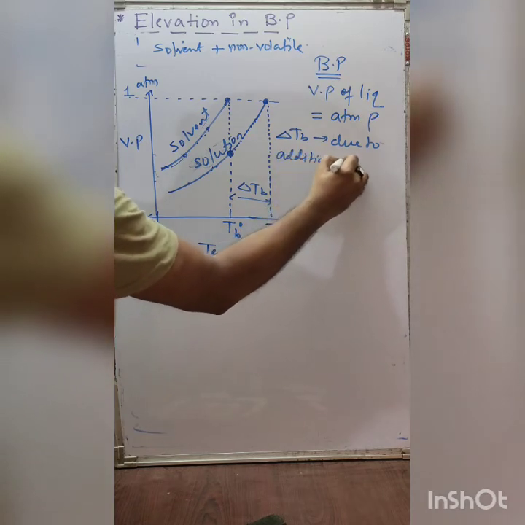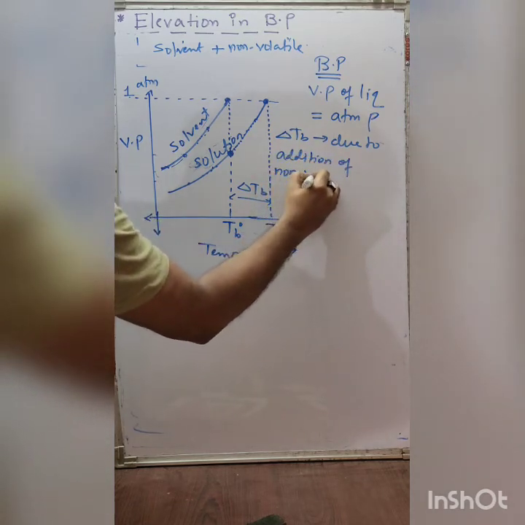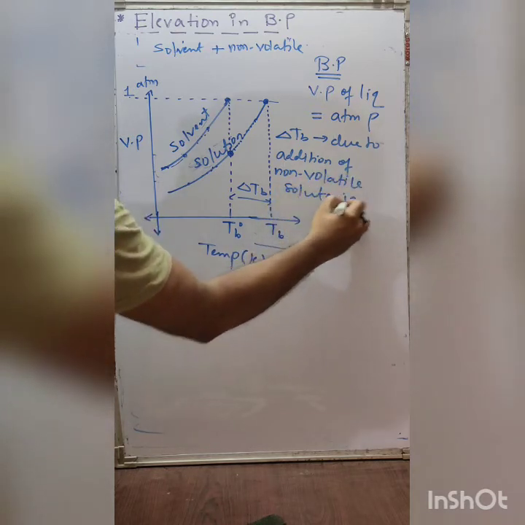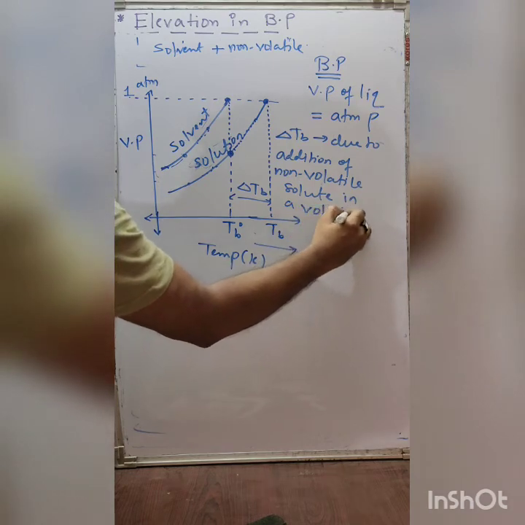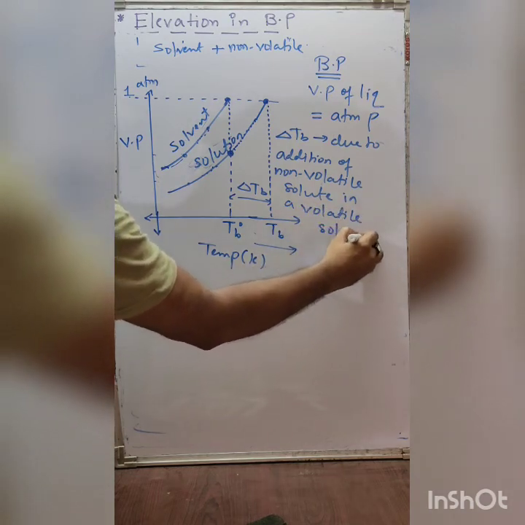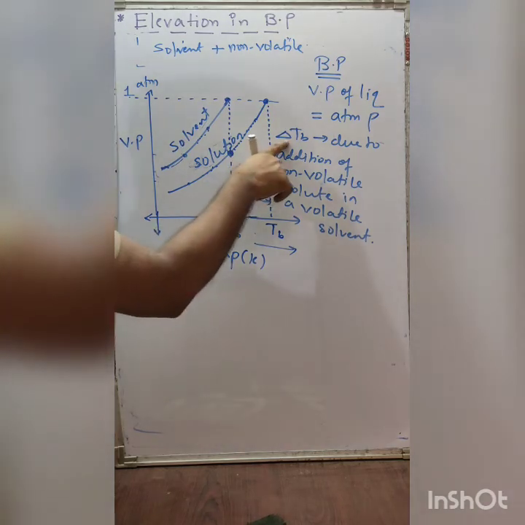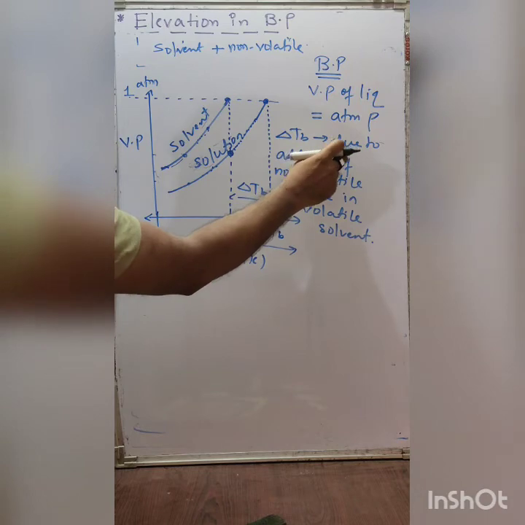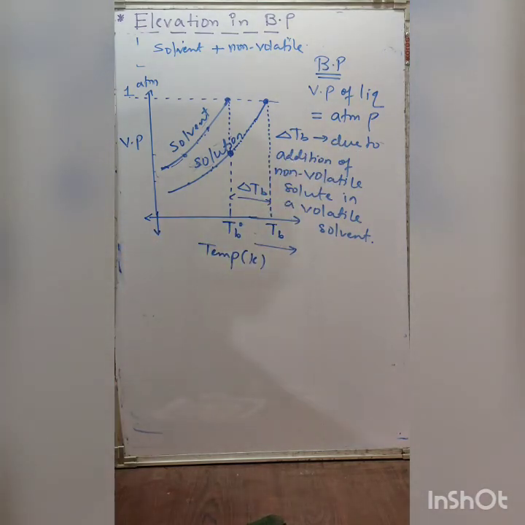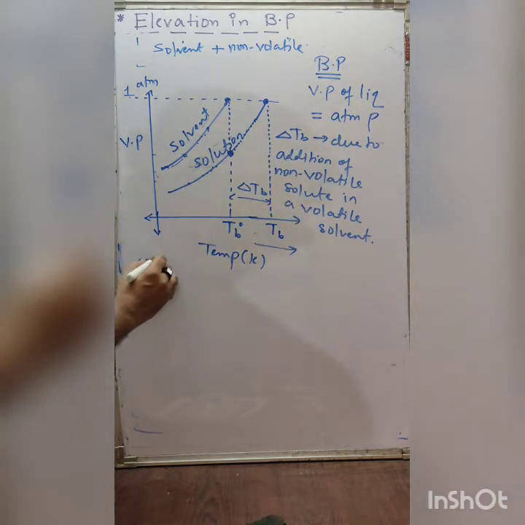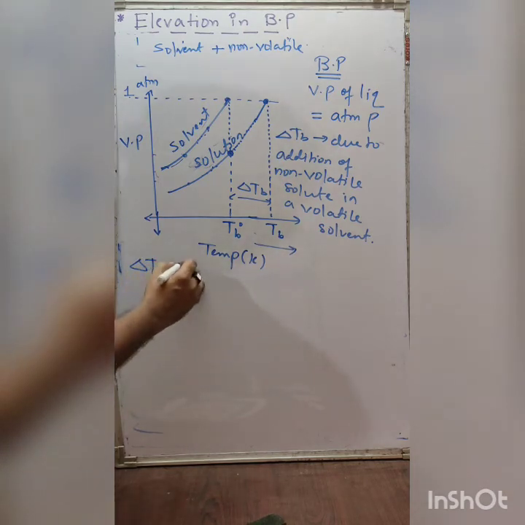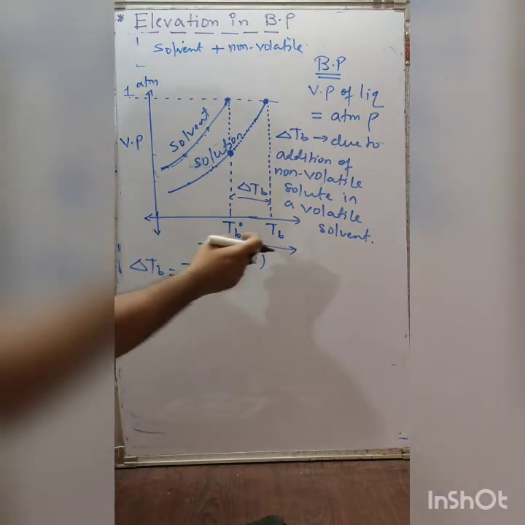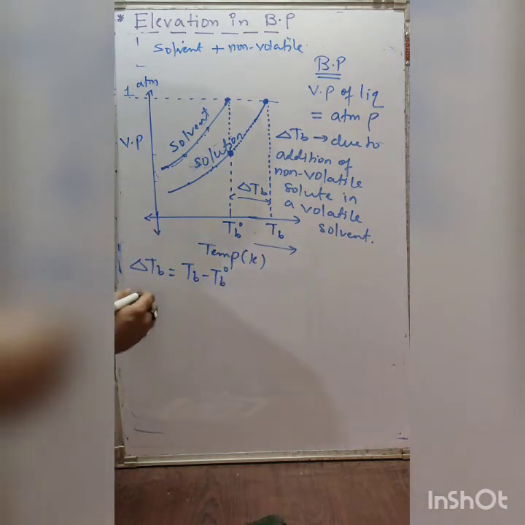addition of non-volatile solute in a volatile solvent. Delta Tb, that is called the elevation in boiling point, is due to addition of non-volatile solute in a volatile solvent. So delta Tb can be written as Tb minus Tb0, greater value minus smaller value.